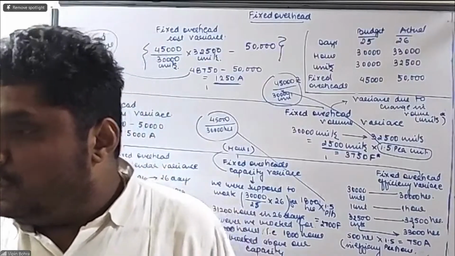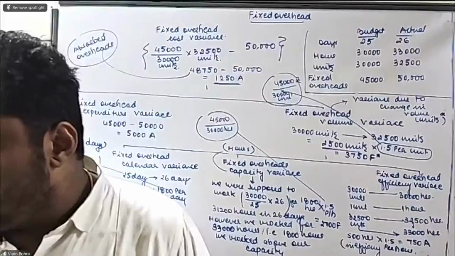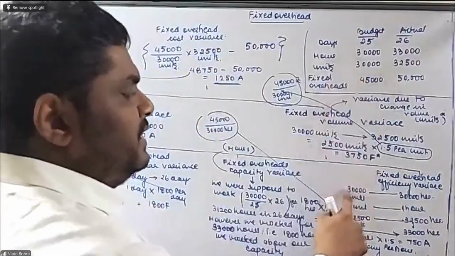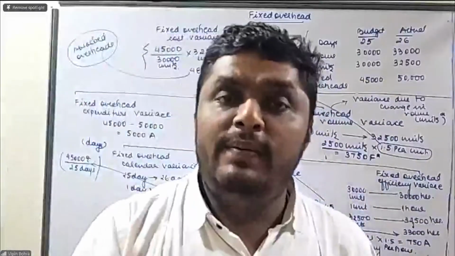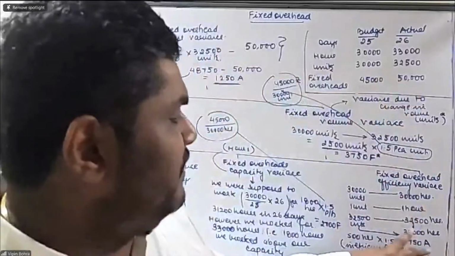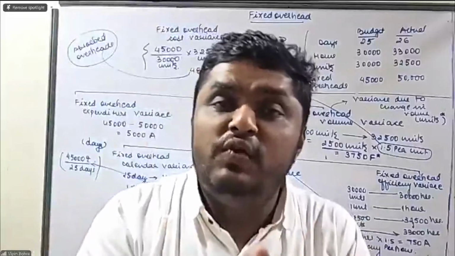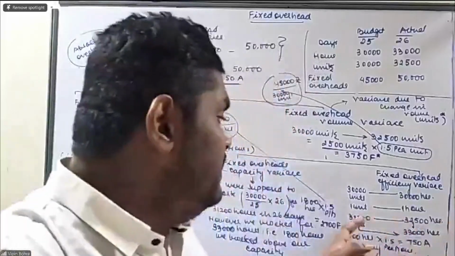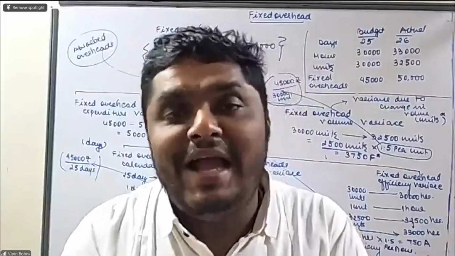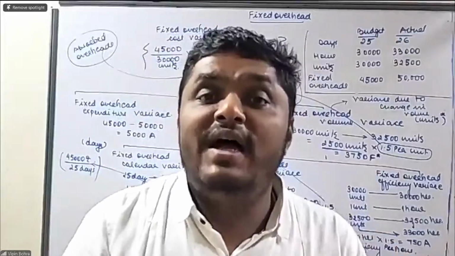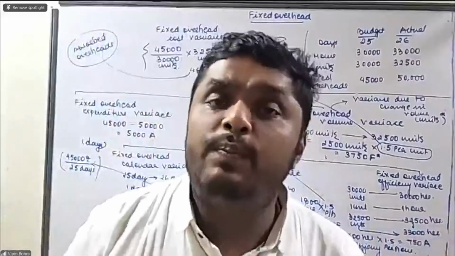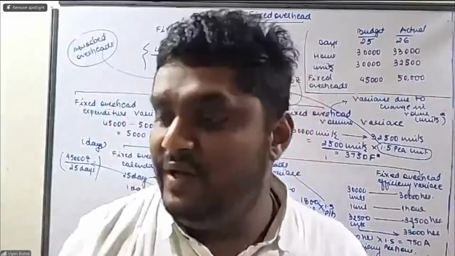Tanu, fixed overhead efficiency variance is very simple. 30,000 units should take 30,000 hours. This was the target given by the company. It means one unit should be completed in 1 hour. The actual production is 32,500 units, so it should be completed in 32,500 hours. But to manufacture these 32,500 units, we actually took 33,000 hours. 500 hours we took extra, so it's my inefficiency. 500 hours into the rate per hour, which is 1.5, so this will be 750 adverse.